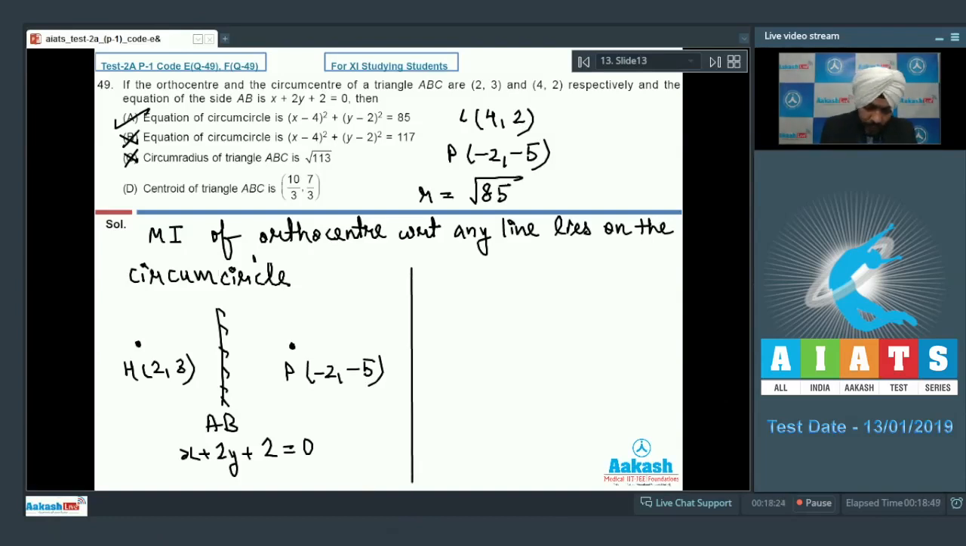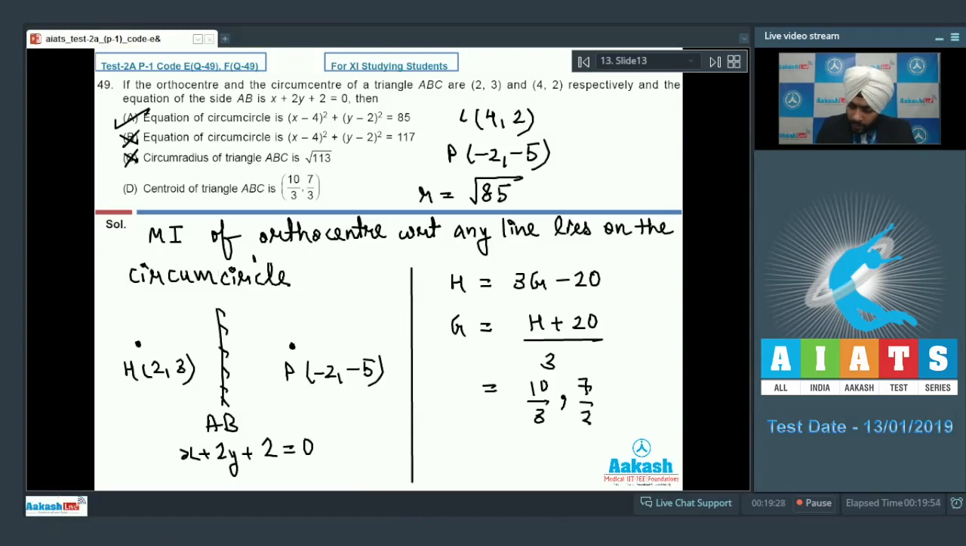now we have to use the result h is equal to 3g minus 2o, the fact that centroid divides the line joining orthocenter and circumcenter in the ratio 1:2. So h is equal to 3g minus 2o. So g is (h plus 2o) whole divided by 3. So we can easily calculate that h plus 2o, that is (2 plus 10) by 3 comma (3 plus 4), 7 by 3. So g is given correctly in option number D. So AD is the correct choice for question number 49. Okay, let us move on to 50.